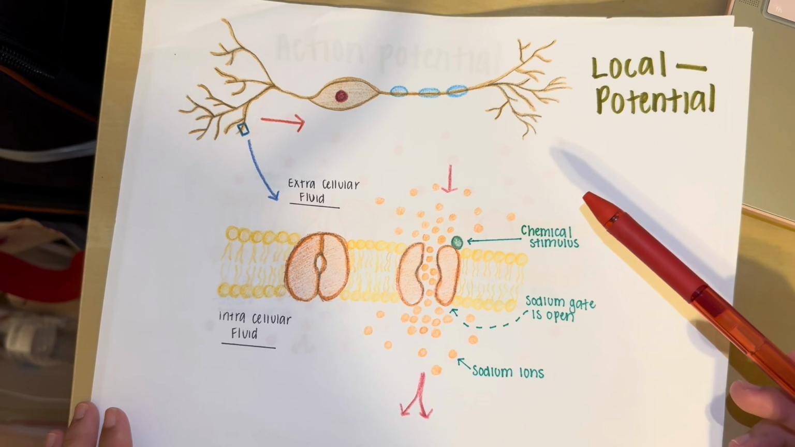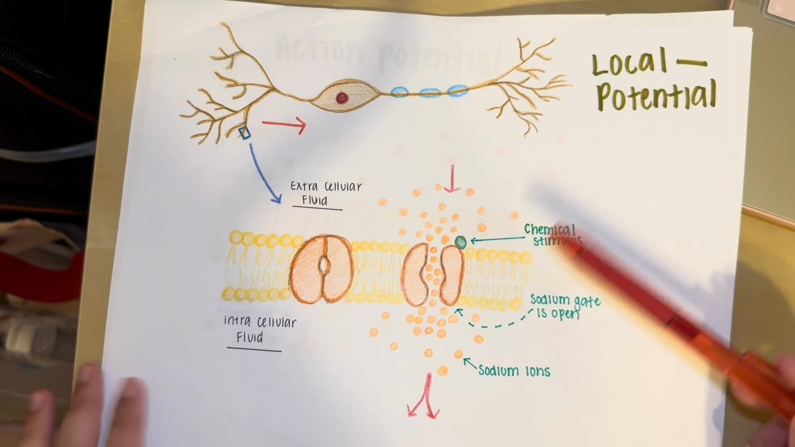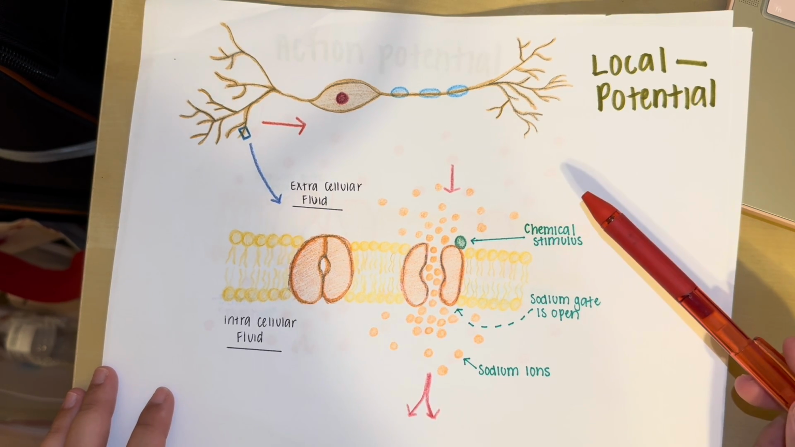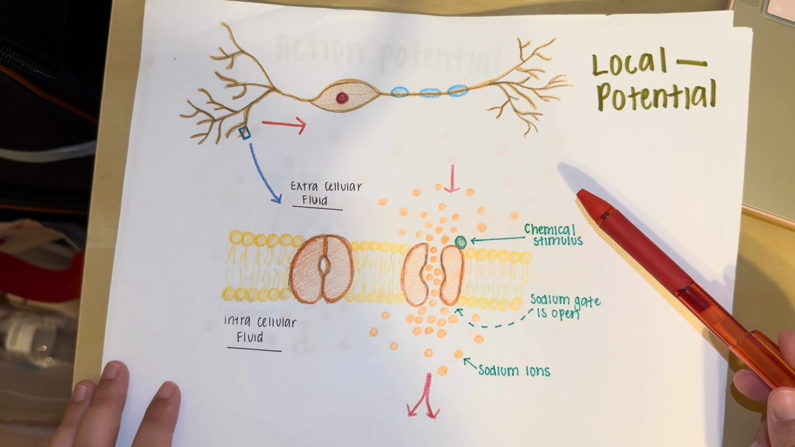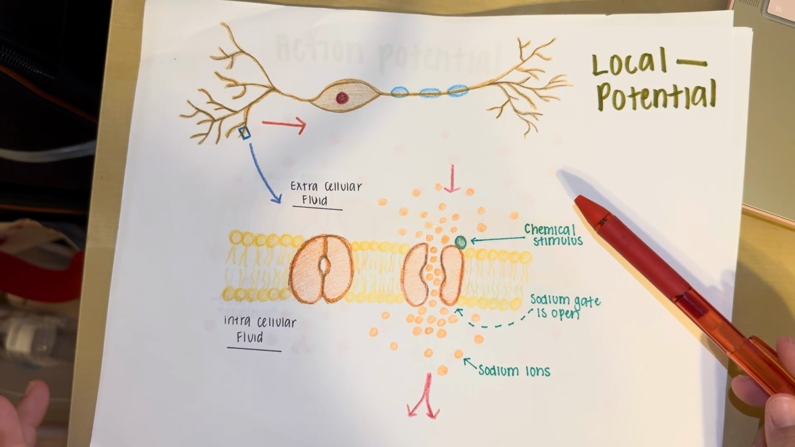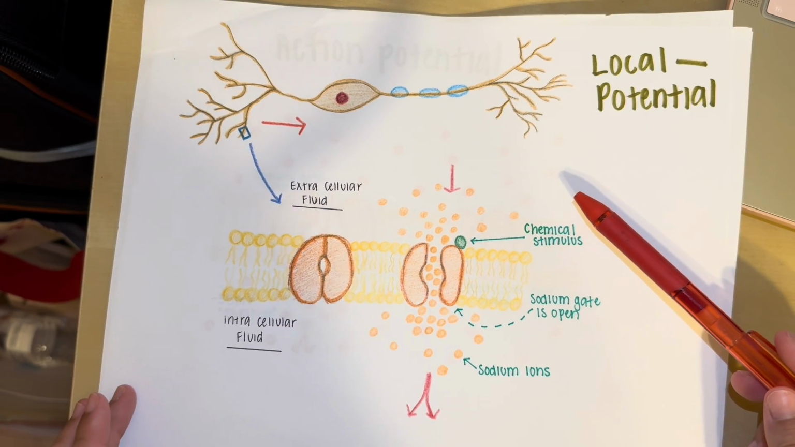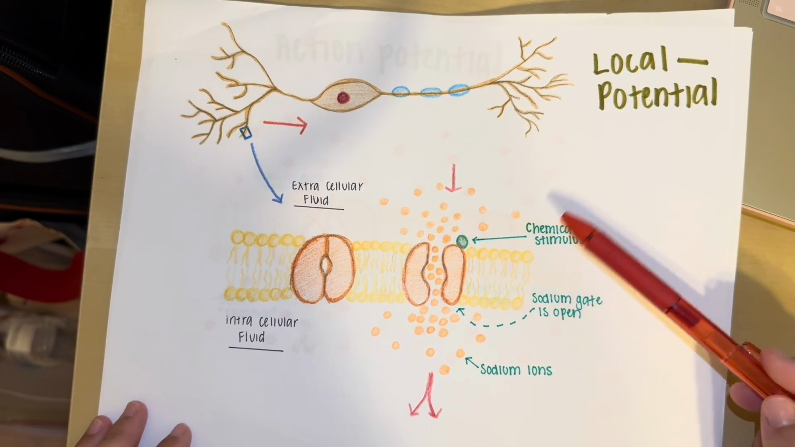There are a few traits of local potential that were mentioned in the textbook. Because local potentials are graded, their magnitude varies based on how strong the stimulus is. And since local potentials are decremental, their strength decreases with distance from their source. Also, because local potentials are reversible, the membrane voltage rapidly returns to its resting potential if stimulation stops, due to diffusion out of the cell.